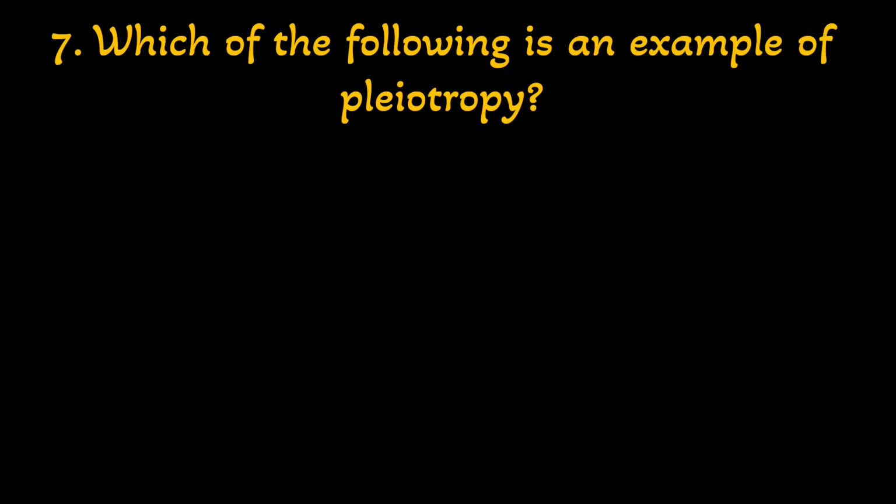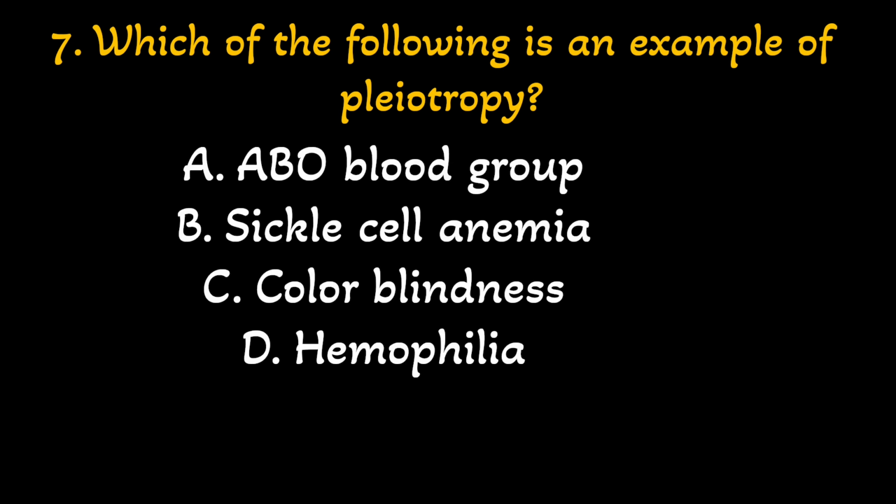Now let's see the 7th question. Which of the following, so the 4 options will be displayed to you and we have to find out which among the 4 options is the example of pleiotropy. So let's see the options. The options are A, ABO blood group; B, sickle cell anemia; C, color blindness; and D, hemophilia. So students, what do you think is the correct answer for this question?